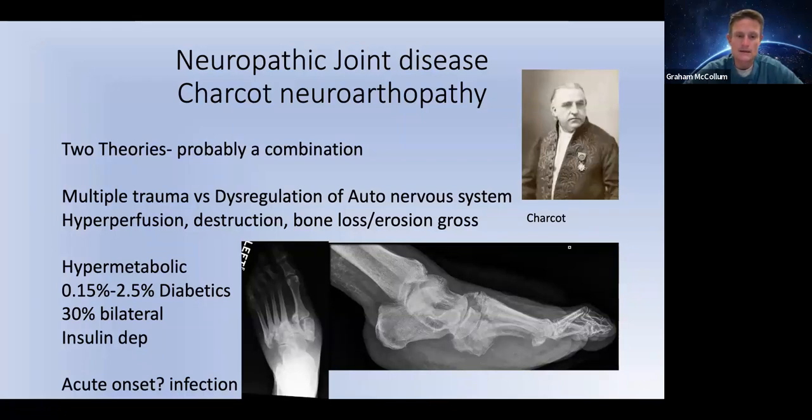And the classification that you should remember with that is the Wagner classification and the Semmes-Weinstein monofilament skin testing. You know, what that 5.07 millimeter testing is, the threshold. None of us ever do it, but it's worth knowing. Any questions about the diabetic ulceration?